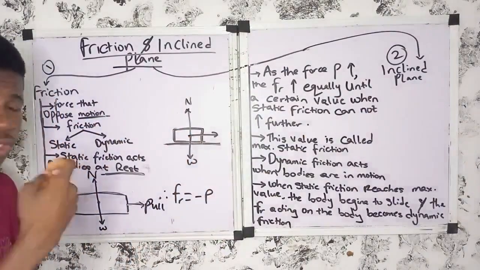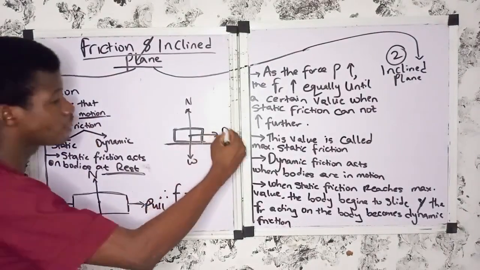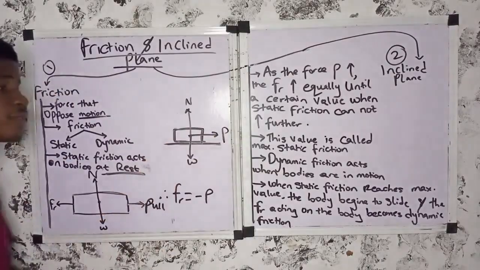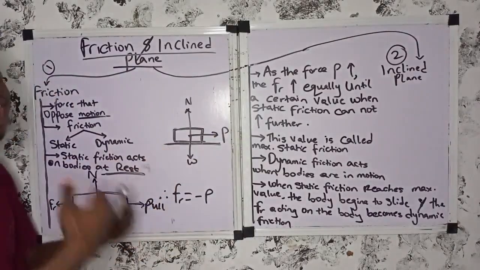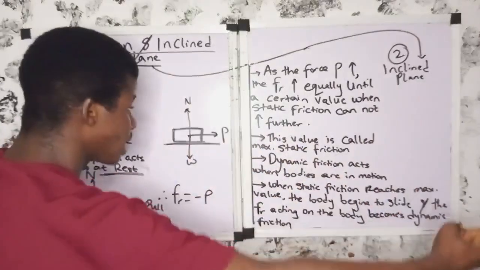In the opposite direction. Opposing what? Opposing the motion. Okay, so let's say for example this stationary body, you apply a force trying to pull the body to this side.